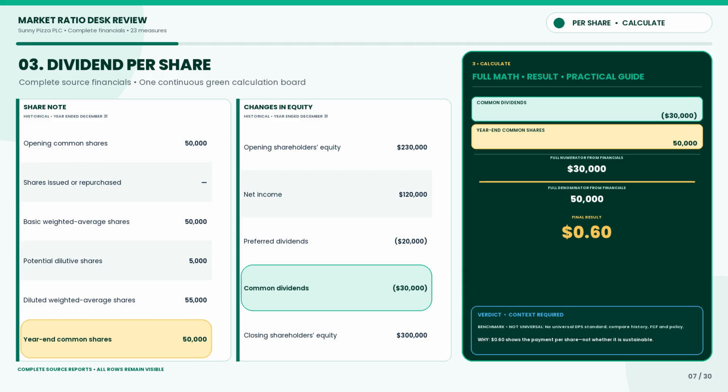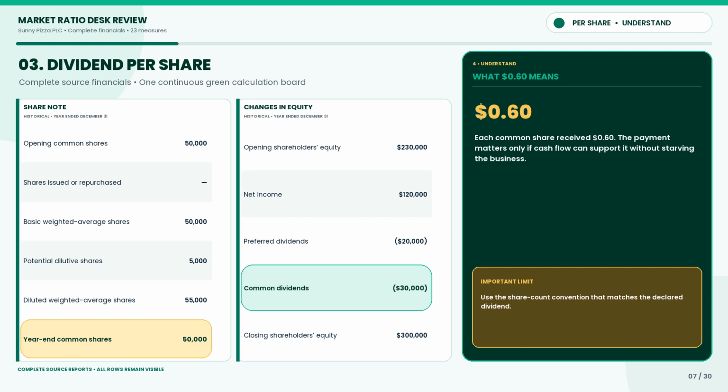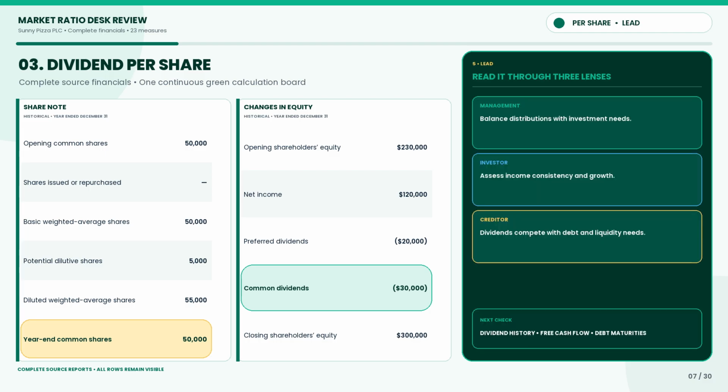The market uses DPS to compare shareholder cash distributions on a per-share basis. Management should test whether the dividend fits future investment and financing needs. Investors use DPS to assess income consistency and growth. Creditors watch the same payment because dividends remove cash that could otherwise repay debt or strengthen liquidity.